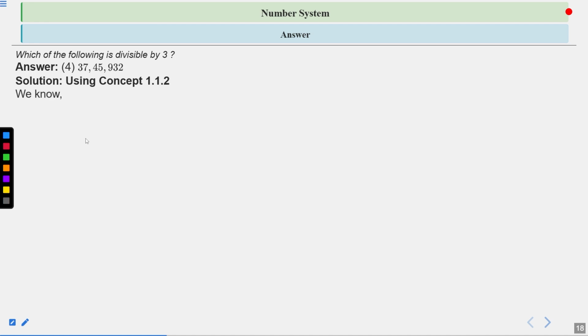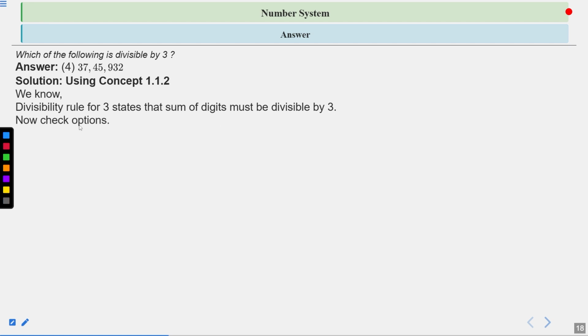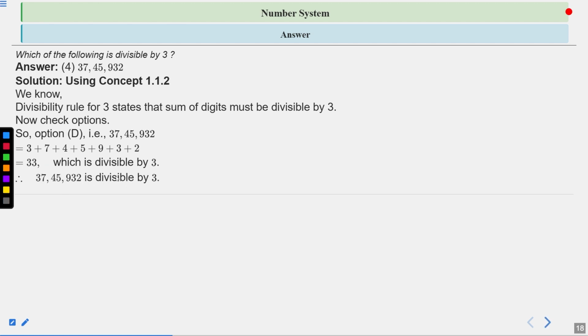We know that the divisibility rule of 3 states that the sum of the digits must be divisible by 3. So now checking the options. Option D is 37,45,932. When we add up, we get 33, which is divisible by 3. So we can say that this number is divisible by 3. So fourth one is the correct answer of this question. Next one.